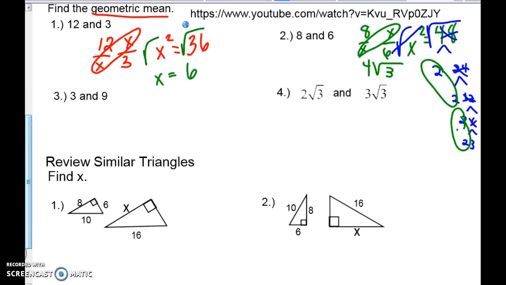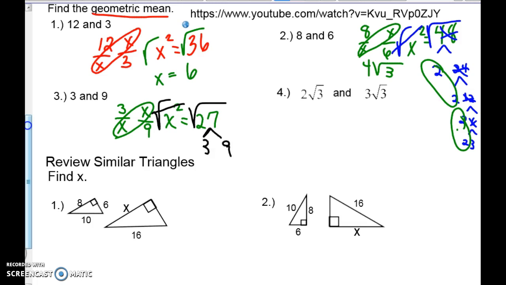Okay? 3 and 9. 3 over x, x over 9. X times x is x squared. 3 times 9 is 27. Now what? Good. Now I have to take the square root. Don't want decimals. Break it down, right? How can I break 27 down? Isn't it 3 and 9? Can I break the 9 down? 3 and 3. I have a pair of 3s. So it's going to be 3.